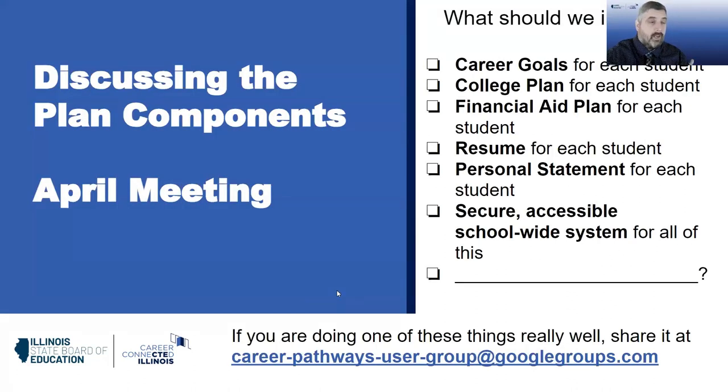Just like we recommended, go into the Career Pathways user group email. If you have something that you're doing great around career goals for each student, or a resource around the college plan or the financial aid plan or any of these other examples, and you want to share them with the group, just put them in that Career Pathways user group email and send it to everyone. We'll also hopefully be having some conversations around those resources and ideas in our April meeting. So we encourage you to share those if you have something you feel highlights some of the great work that your school district is doing.